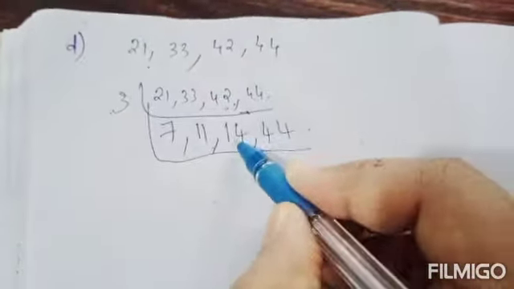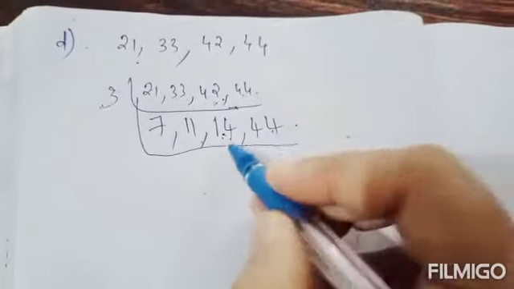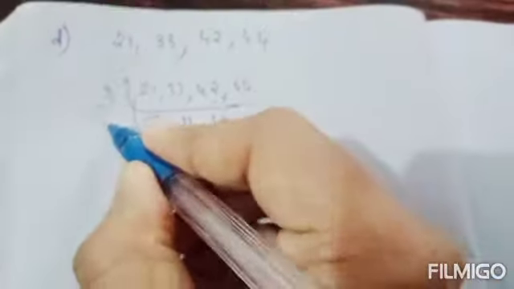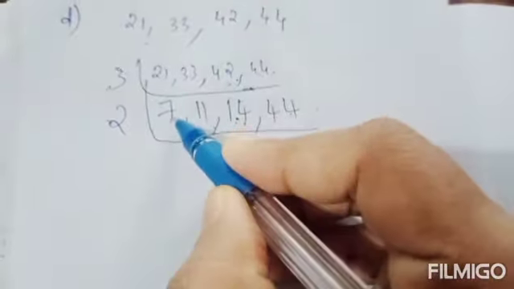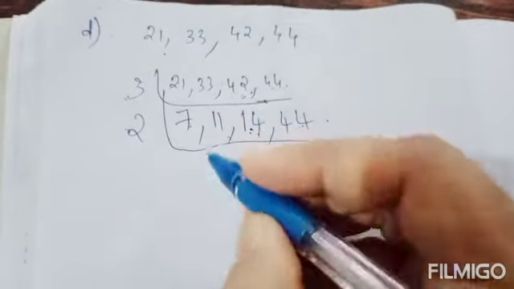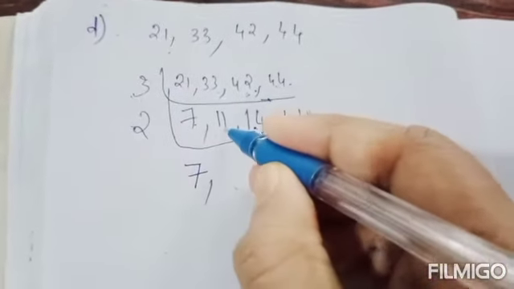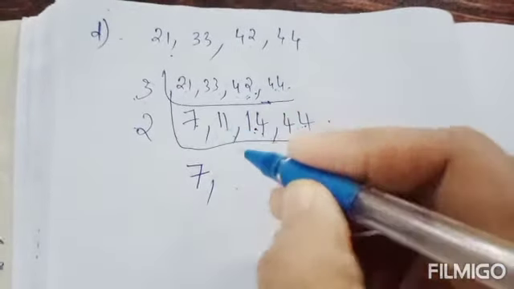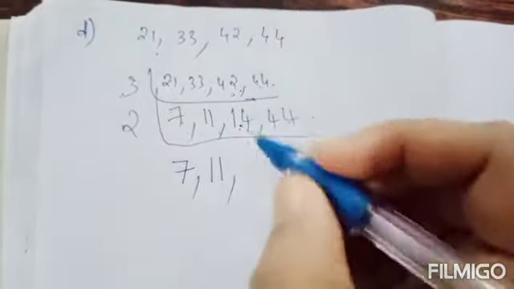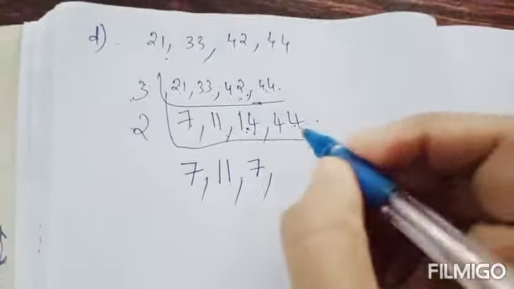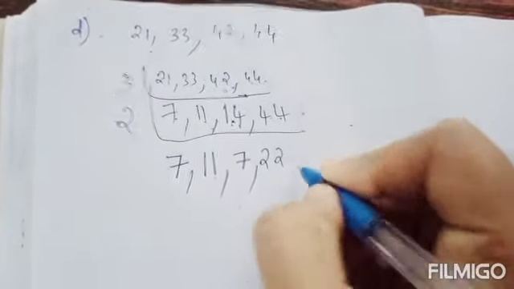Now 14 and 44. These two are divisible by 2. So divide by 2. Now 7, you can't divide by 2, so write 7 as it is. 11 also you can't divide by 2, so write 11 as it is. 14 by 2 is 7. 44 by 2 is 22.